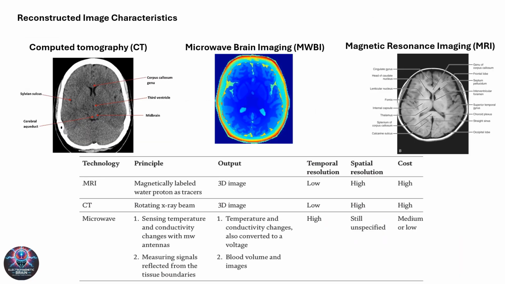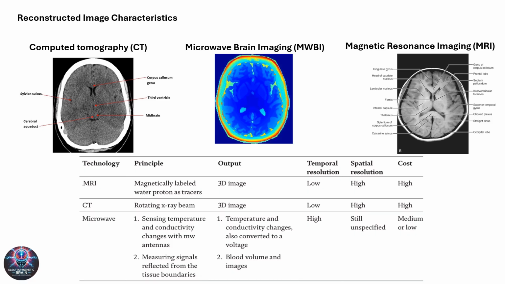Let's dive into the comparison of reconstructed image characteristics for CT, microwave brain imaging, MWBI, and MRI, as illustrated on this slide. Each imaging technology offers unique strengths and limitations, making them suitable for different applications in brain imaging. First, let's look at resolution. The CT image on the left demonstrates its superior ability to resolve anatomical details, such as the sylvian sulcus and midbrain structures, making it ideal for emergency diagnostics.